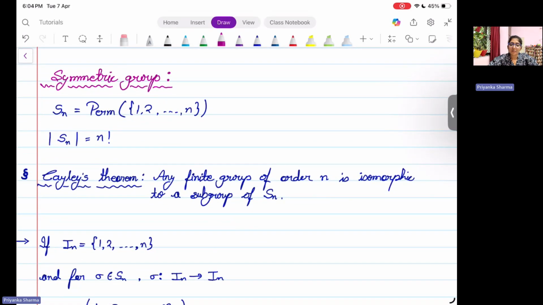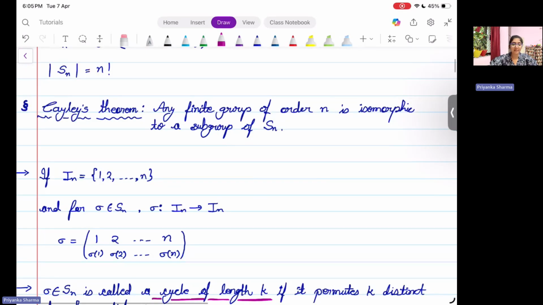To define a symmetric group, for a given fixed natural number n, the symmetric group, denoted by Sn, is the set of all permutations of the set In, that is, the first n natural numbers. So if we want to define a permutation group, first we need a natural number n, and then we collect all the permutations or all the bijections of these n objects or n digits. Obviously, the order of the symmetric group Sn is n factorial.